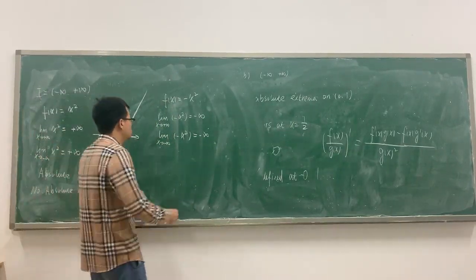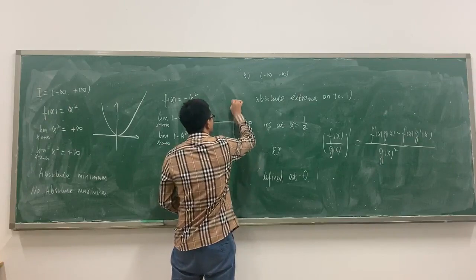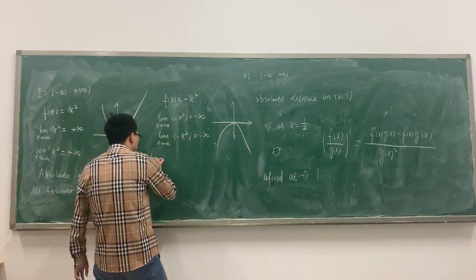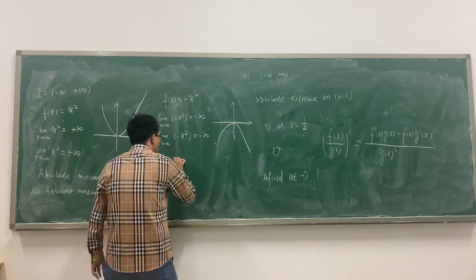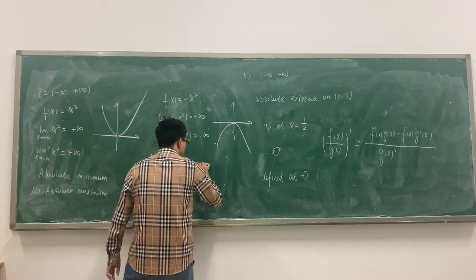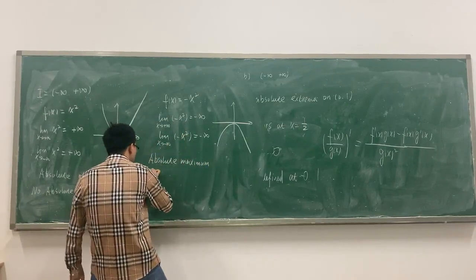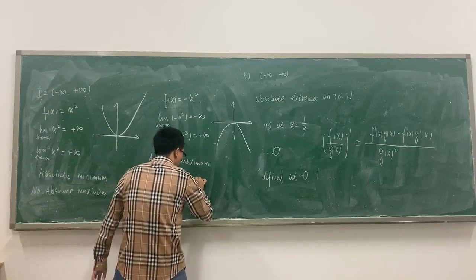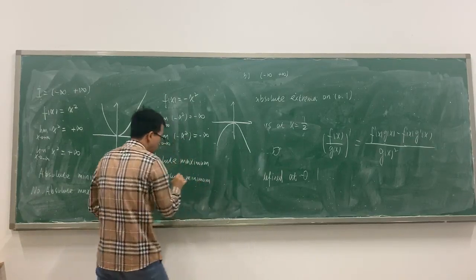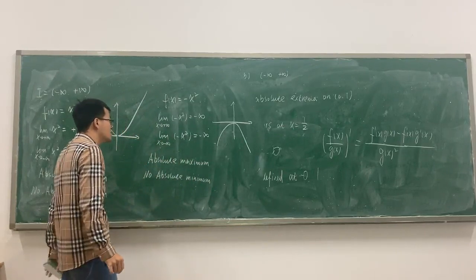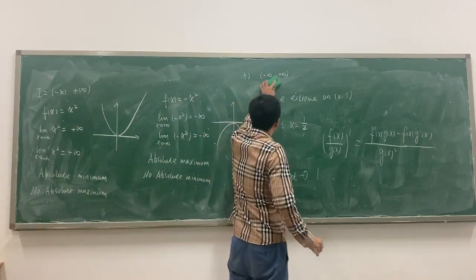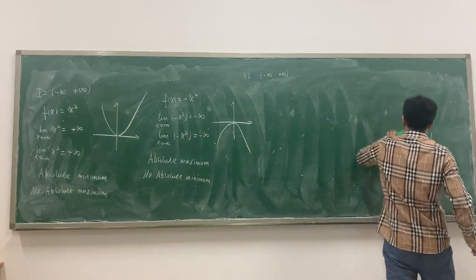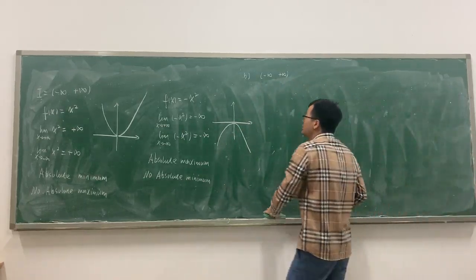So actually it's like this. Here this function has the absolute maximum, but no absolute minimum. So this is the second case. Now let's see the third case.